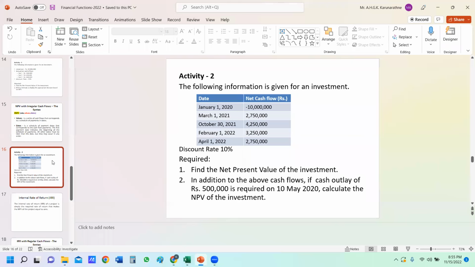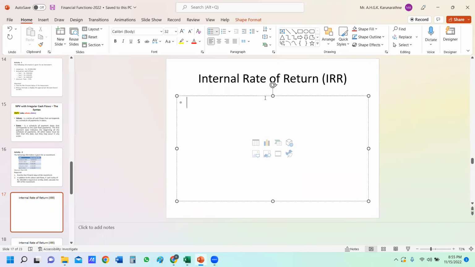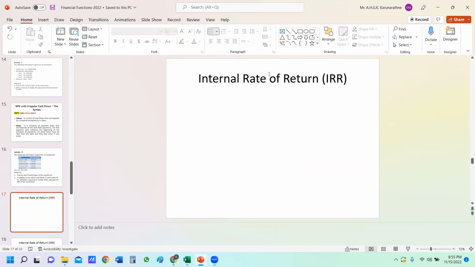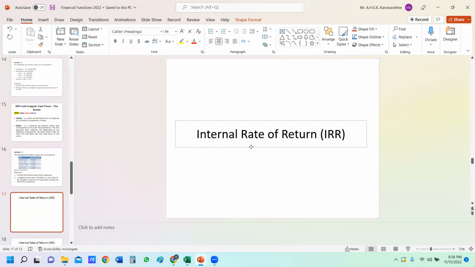Then, internal rate of return, the next one. Internal rate of return, or IRR. What is meant by internal rate of return? Don't just say it is the discount rate at which NPV becomes 0, right? Okay, that we know. So what is internal rate of return? Technically, it is the rate at which NPV becomes zero.